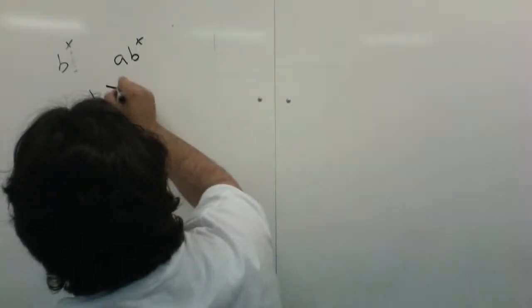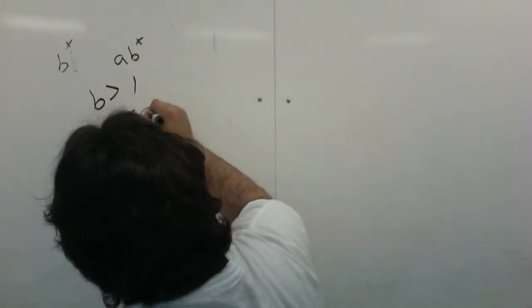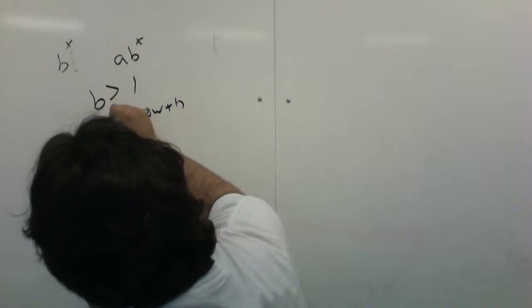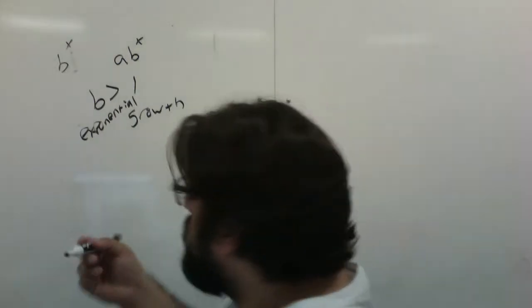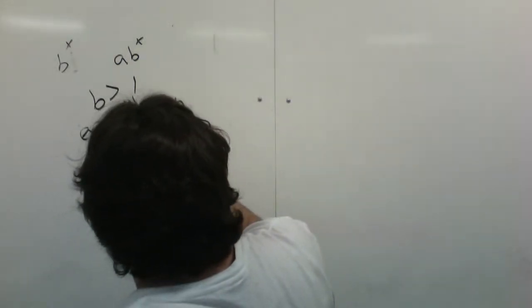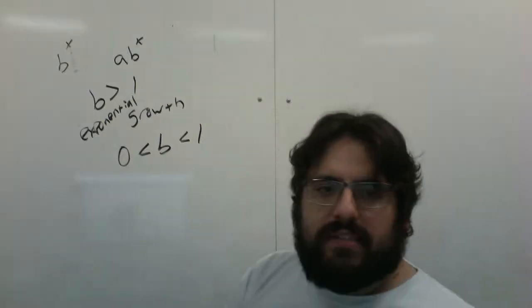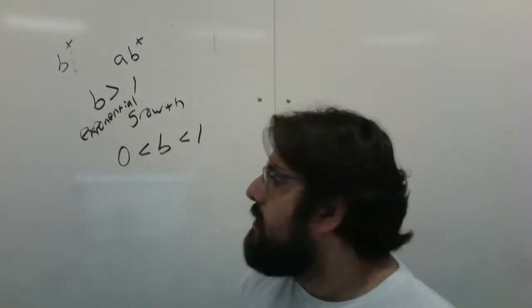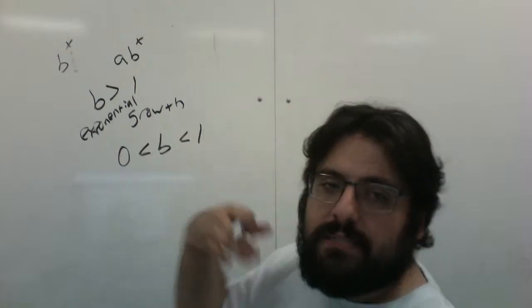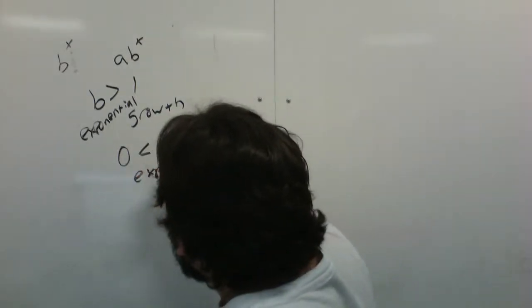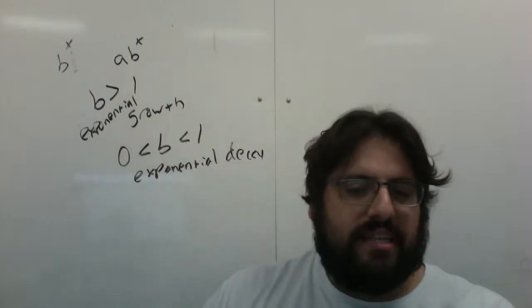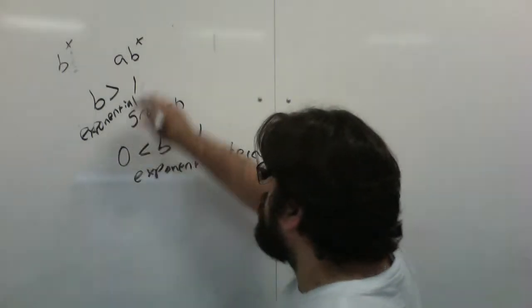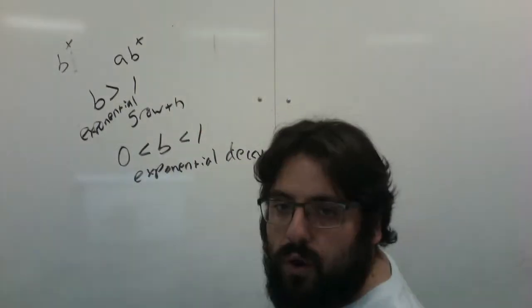If your value of b is greater than 1, then that's a function that shows exponential growth. But on the other side of that, if b is a number between 0 and 1, because remember, b has to be positive, but it cannot be 0 and it cannot be 1. So if b is greater than 1, then the only other case is b is between 0 and 1, and that shows exponential decay. That's a decrease from left to right. So greater than 1, exponential growth. Between 0 and 1, exponential decay.